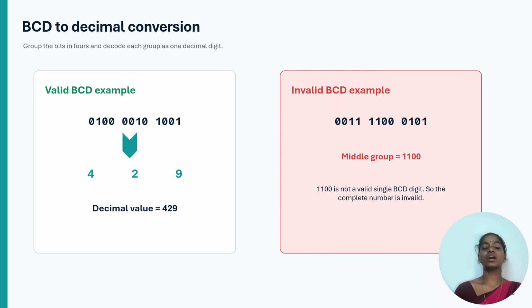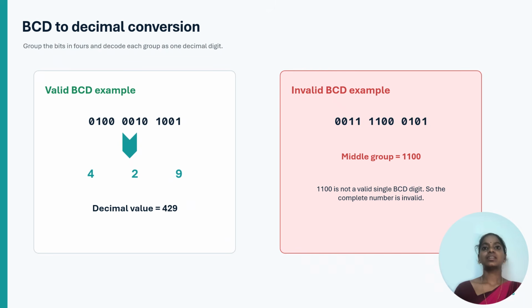Here 0100 is a BCD group. For this, the decimal value is 4, and for 0010 the decimal value is 2. For 1001 the decimal value is 9. So the total decimal number is 429.